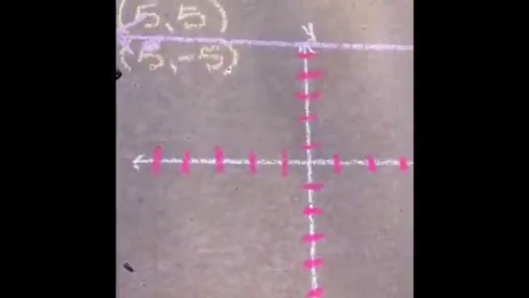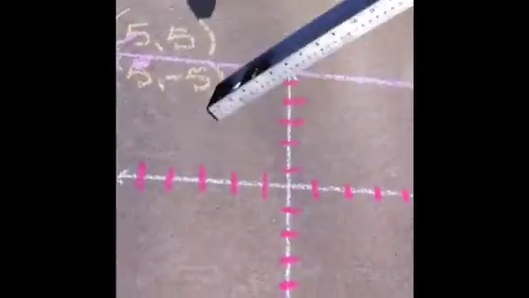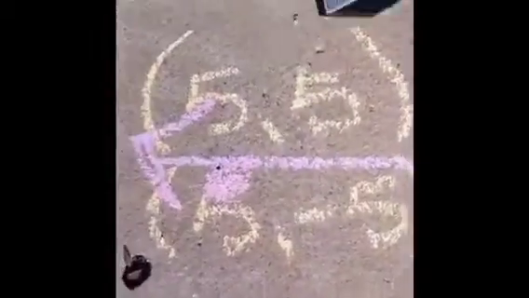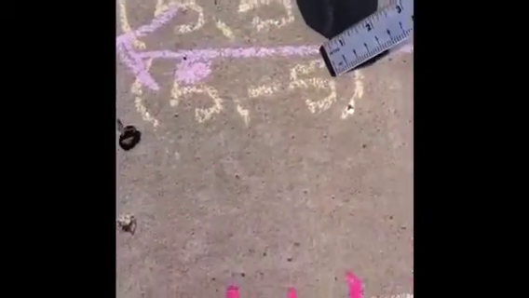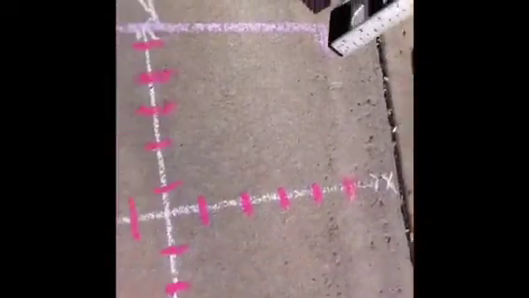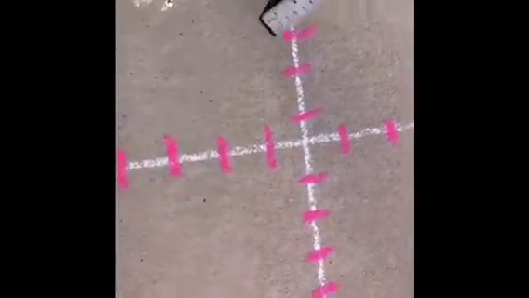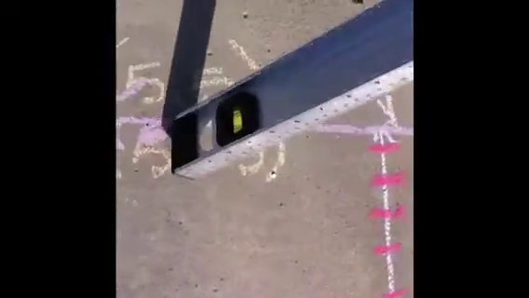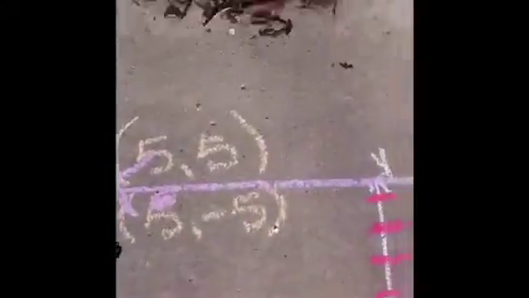Anyways, so you would draw your graph, which looks like this, and you would draw 5 lines on every single side. Then you would use your points, which is 5, 5, and 5, negative 5. So you would go over 5, up 5, draw a dot like this one. Then you would go over negative 5 and up 5 and draw a dot like that one. You connect the dots like this with a straight edge. And that is how you graph a horizontal line.